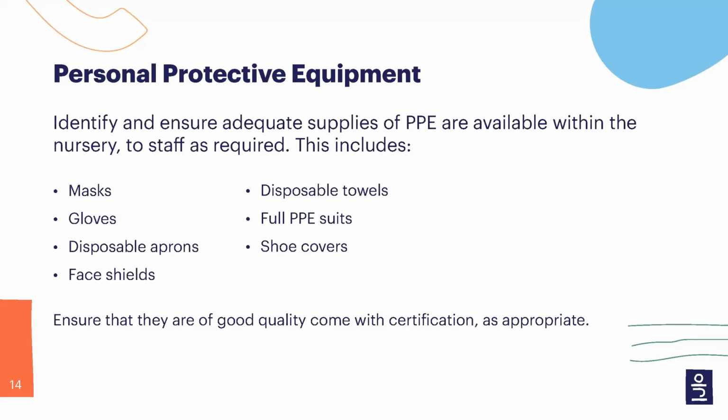PPE should include things like masks, gloves, disposable aprons, face shields, disposable towels, full PPE suits, and shoe covers. Those full PPE suits at the moment are for your isolation area, and it's important that anybody that enters this space with somebody that is suspected to be a COVID case does put on a full PPE suit. Disposable towels at the moment, we are using those within our nurseries for all cleaning. So it is important that we do have a good supply of that. And the shoe covers there are just as an added extra should you feel that those are required.